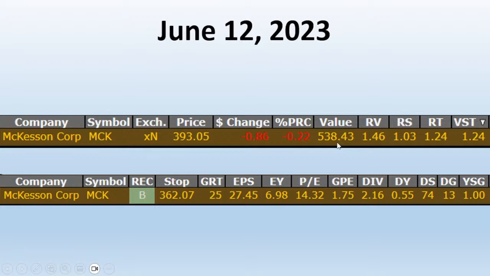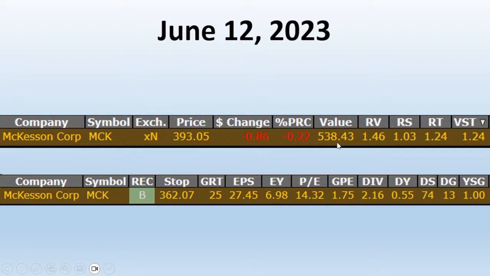So 538 is the value. I like that. That's a good start, right? If I'm paying $393 for something that's worth $538, I'll take it all day. If I'm investing for the long term, I'm happy. Even if I'm trading, I'm happy. I'm buying an undervalued asset.